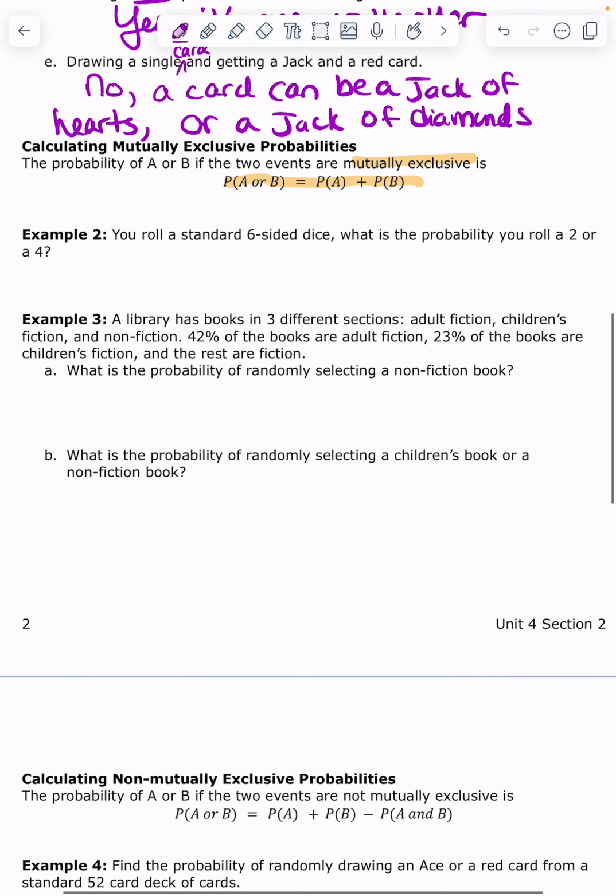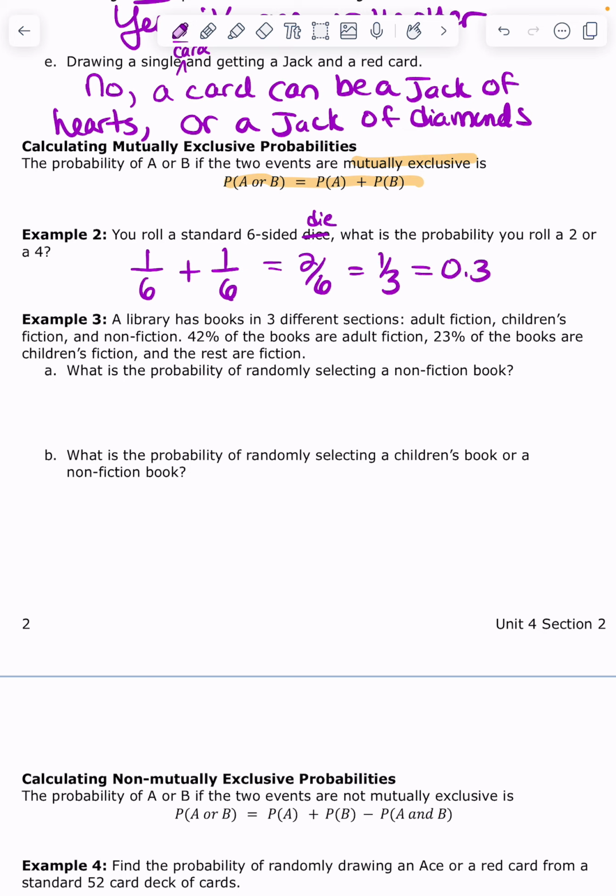So, for example, you roll a standard 6-sided die. What is the probability you roll a 2 or a 4? So your probability of rolling a 2 is 1 out of 6. Probability of rolling a 4 is 1 out of 6. So you get 2 out of 6 or 1/3 or 0.3 repeating. Those are mutually exclusive. It can't be a 2 and a 4 at the same time. It's one or the other.